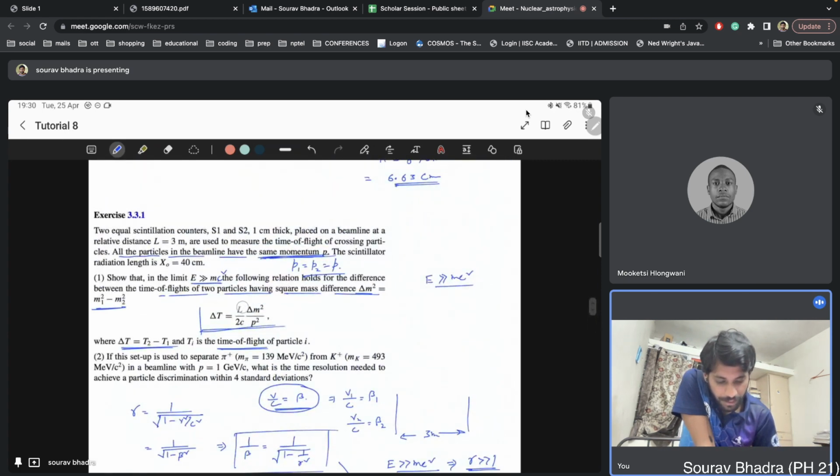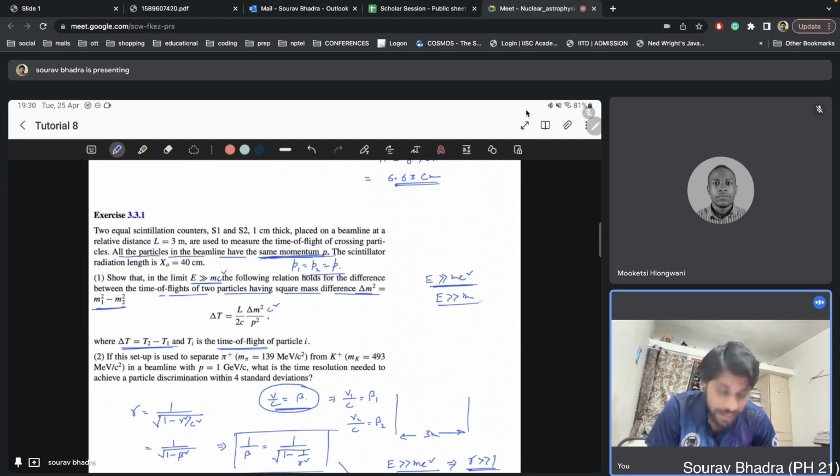But you can see that their expression doesn't have the c square here. I have got an extra c square because I have considered E very much greater than m c square, not m. If you consider E very much greater than m only, and if you take c as 1, which is the natural unit, then in the expression the c will not be there. You can do it in that way also, no problem. Then you will not get that c. Okay, because in natural units we have taken c equal to 1.